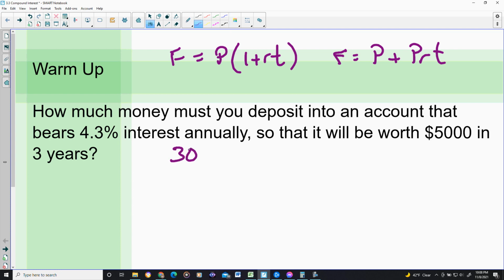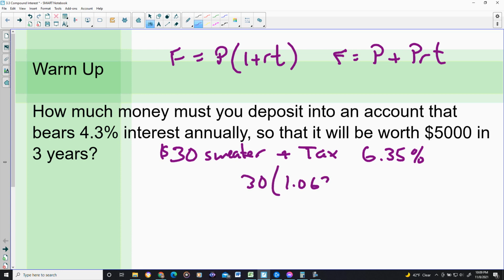Suppose we had a $30 sweater, and the tax rate is 6.35% in Connecticut. So if you want to calculate that, you can simply multiply $30 times 0.0635, but then you'd have to add that back into the $30 so that you know exactly how much is being paid. Usually in most cases, you don't need to know the separate amount of tax. You want to know what the total bill is going to be. So what you can do is just take 30 and multiply by 1.0635.